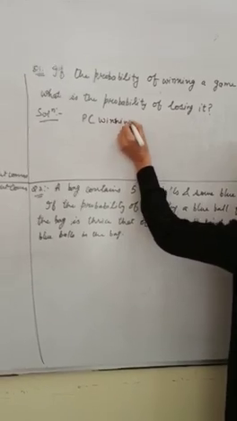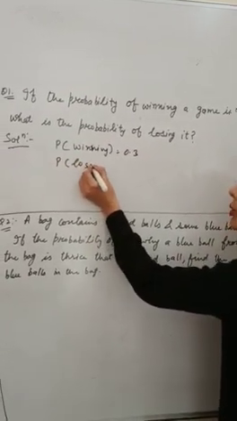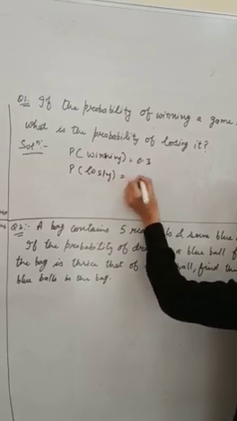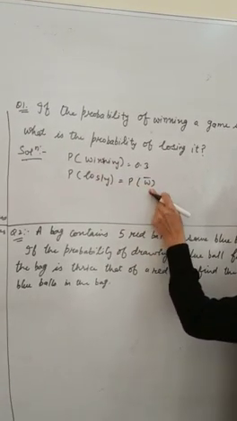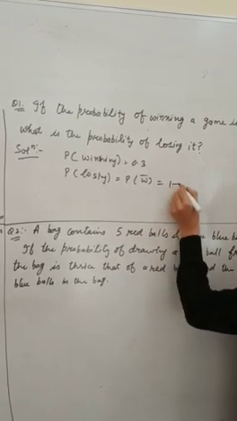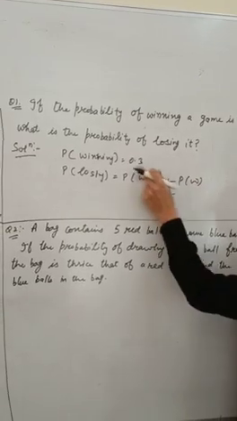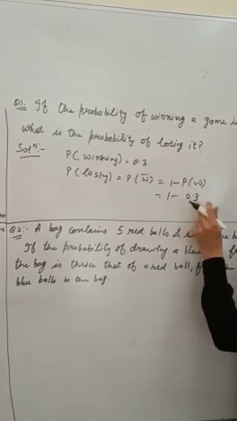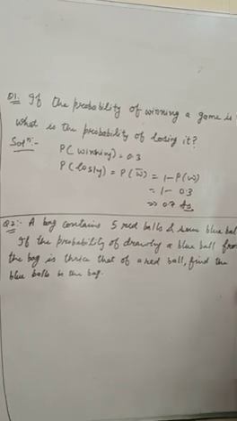Winning, it is given, it is 0.3. So if we write here losing, we want to find out the probability of losing the game, which is the opposite of winning. So it is 1 minus probability of winning. It is given 1 minus 0.3, which becomes 0.7. That is the answer of the question.